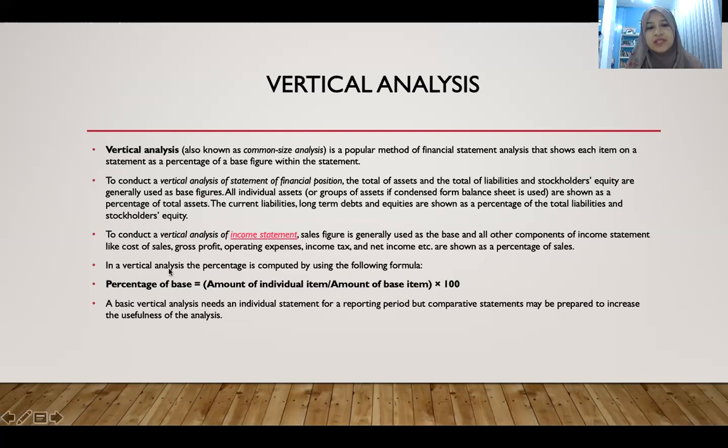So in a vertical analysis, the percentage is computed by using the following formula. Percentage of a base is the amount of the individual item divided by the amount of the base item, and we multiply by 100%.